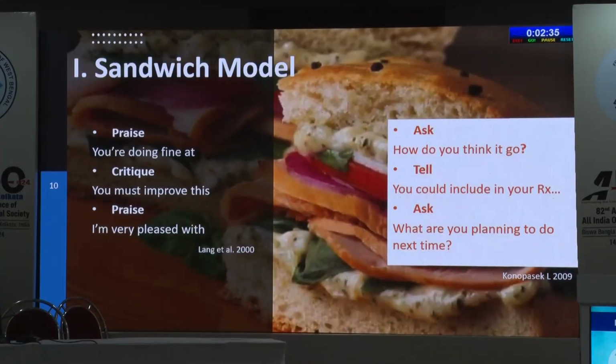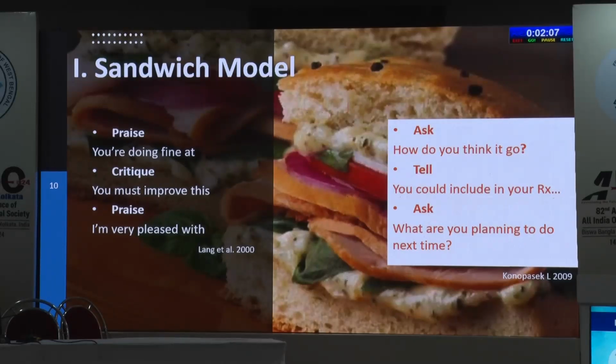So this is a very classic model, the sandwich model, in which we start by asking, how do you think it went? All these models are based on a conversation that should take place very close to where the action took place. It can ideally be in a quiet place after the action has taken place, but immediately after, so that it can be timely.